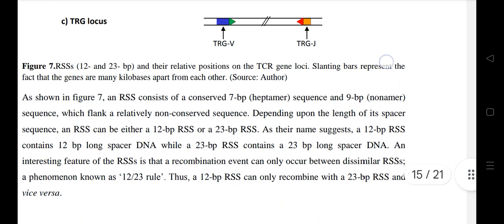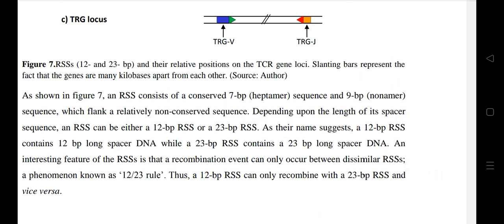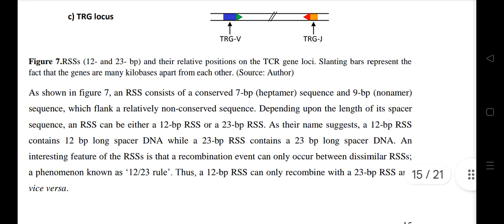So as shown, RSS consists of a conserved 7 bp heptamer sequence and 9 bp nonamer sequence which flank a relatively non-conserved spacer sequence. Depending upon the length of its spacer sequence, an RSS can be either a 12 bp RSS or a 23 bp RSS. As their name suggests, a 12 bp RSS contains a 12 bp long spacer DNA, while a 23 bp RSS contains a 23 bp long spacer DNA.